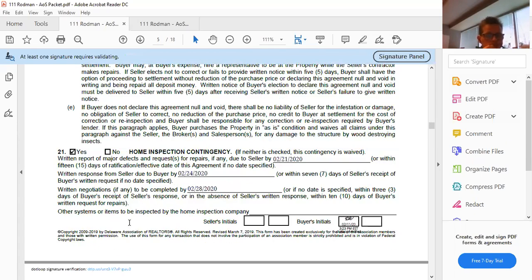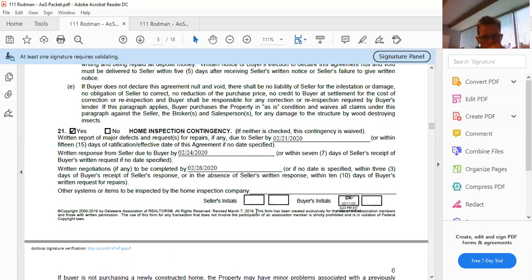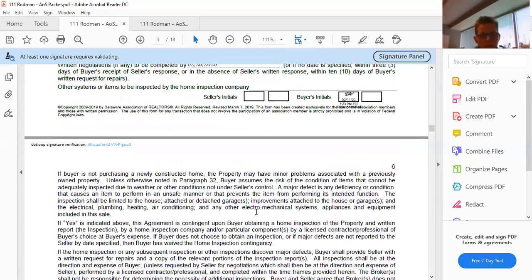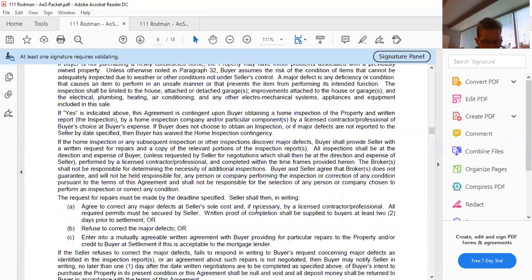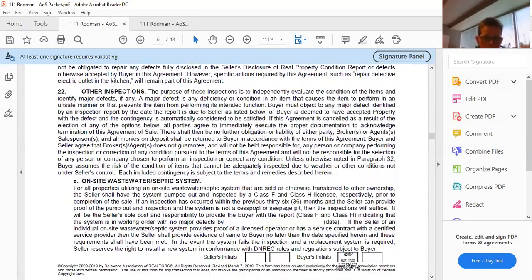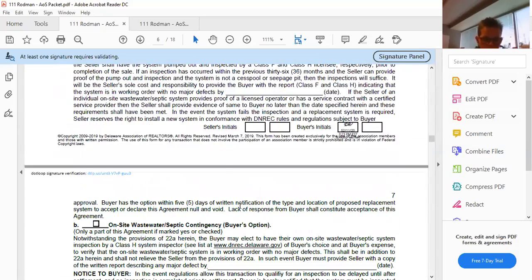All right, and then this last line you can add if there's any other inspections that you want completed. That would be like sheds, a shed, a detached garage, stucco, things like that. And then if you scroll down, the next section is the other inspections. So there's septic.